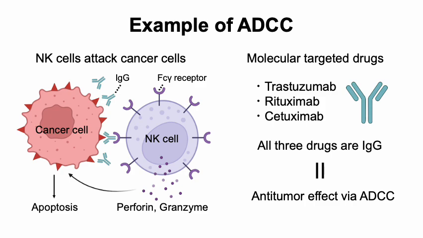Understanding ADCC is very important for modern medicine. Many molecular targeted drugs use this ADCC mechanism to treat cancer. Famous examples are trastuzumab, rituximab, and cetuximab. All three of these drugs are IgG antibodies. They bind the cancer cells and trigger the immune system to attack them via ADCC.